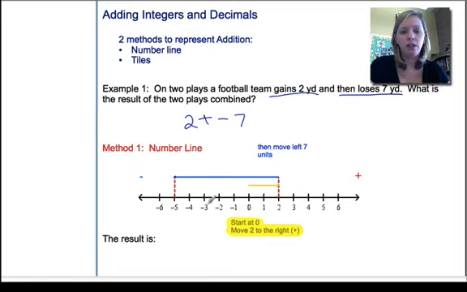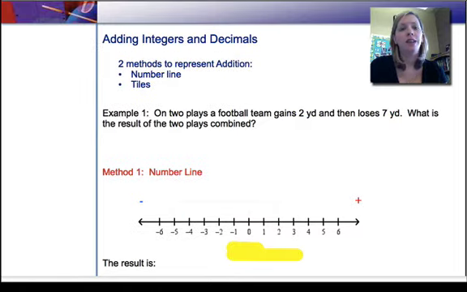So the result is negative 5. That, of course, means that 2 plus negative 7 is negative 5. And I know this problem is kind of simple, but I just want to illustrate the idea of moving on a number line. Okay? So the second method I'm going to use to illustrate this example is working with tiles.